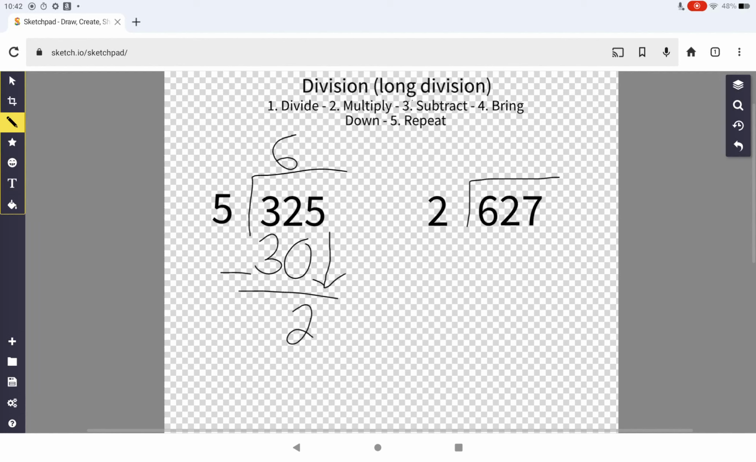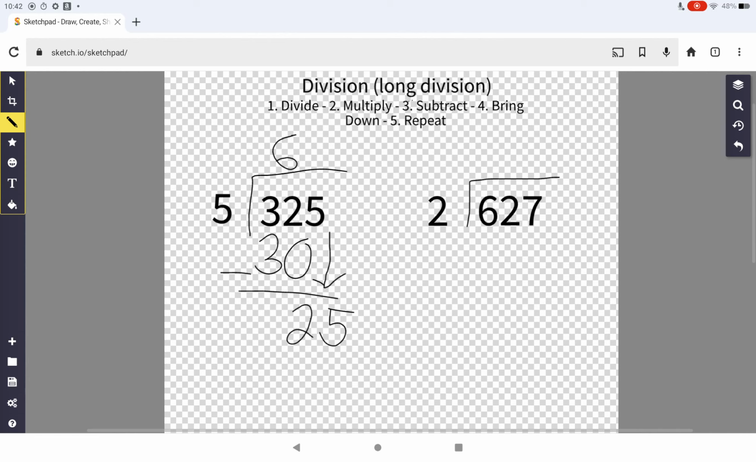Because this is our last digit, we have to bring that down, making 25. Even after you subtract, you have to bring the next digit down. You do that until you get to the furthest place to the right, for any number you're dividing.